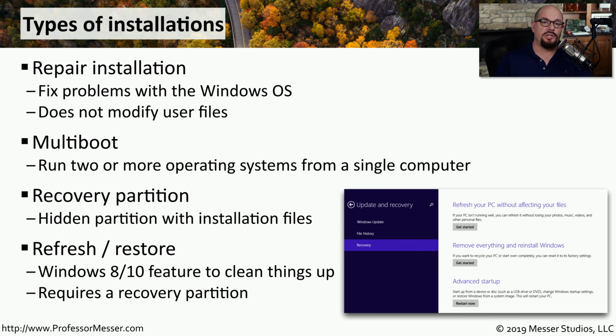This is the partition that's used in Windows 8 and Windows 10 if you're performing a refresh or a restore of the operating system. You don't have to look for your original installation USB drive or DVD-ROM drive. You would simply choose the refresh or the restore option inside of Windows, and Windows will pull all of that installation information from the recovery partition.